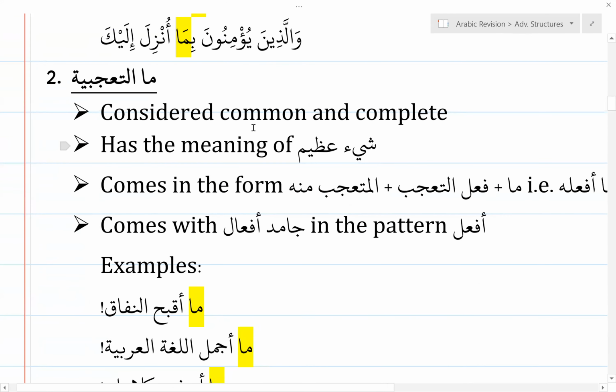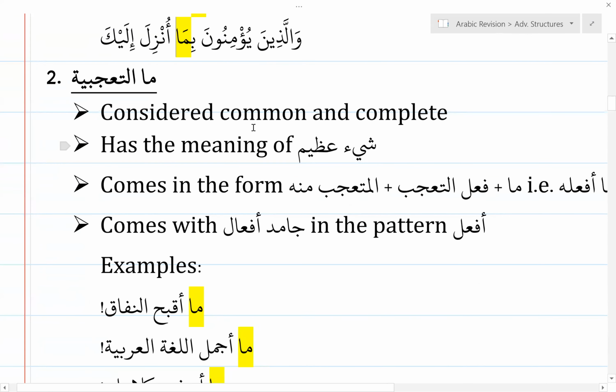Then we go to the second category. And any questions so far, by the way? I think that's basically revision, because we've already covered that ma. The mas that we've already covered, I'm going to go rather quickly, because we've already done them in different topics. Also, ma at-ta'ajjubiyya, we've slightly covered it when we were dealing with siratu ta'ajjub. Now, the only other thing that we need to talk about with this ma at-ta'ajjubiyya is that it's considered common and complete. What does that mean, common and complete? Common, we know when we were talking about type.